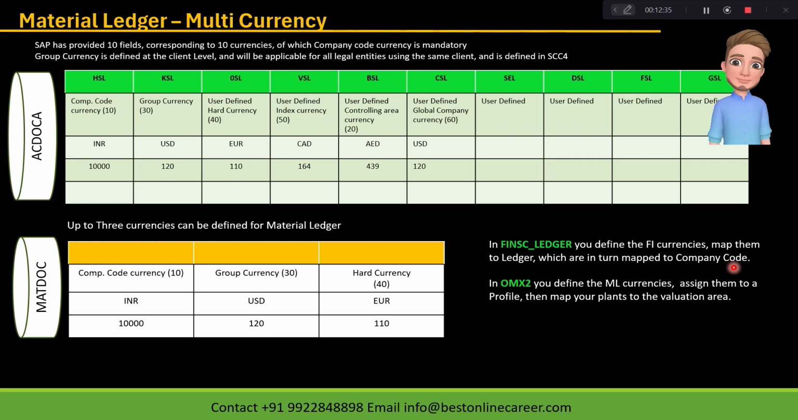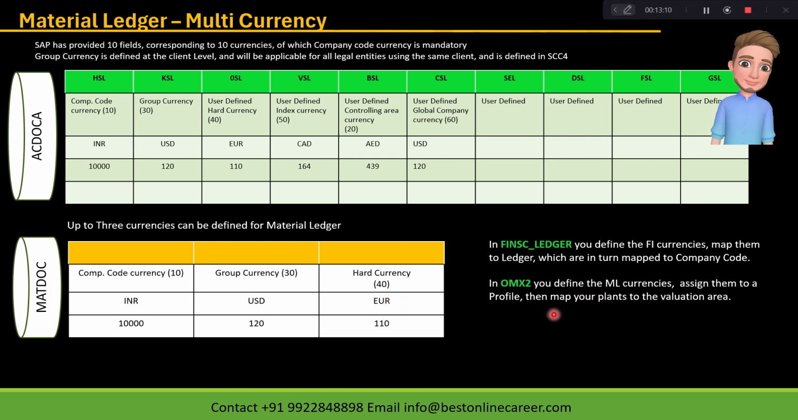Now coming to material ledger, it is maintained in MATDOC. SAP as of today has given us the provision of having a maximum of 3 different currencies. So I can choose out of these. Obviously company code currency would be mandatory. Then I can have group currency. Then I can choose hard currency. So I can say I want hard currency, group currency, as well as company code currency. Now this information is maintained in MATDOC, and you configure this in OMX2.